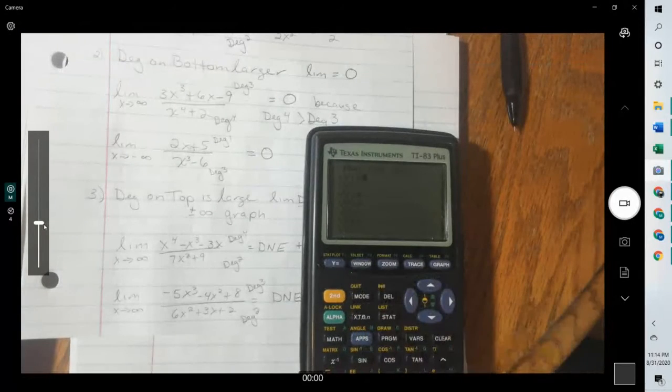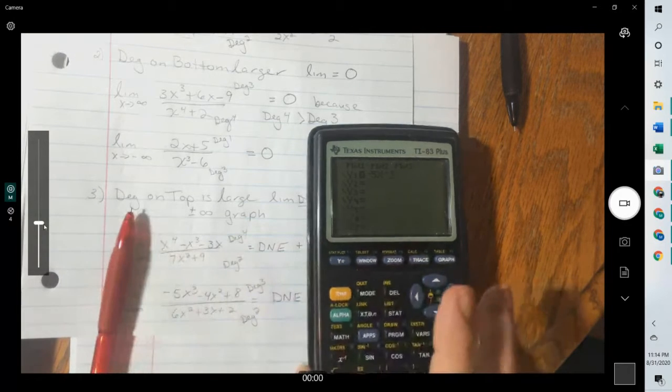So clear what I have. Negative 5x cubed. Make sure when you're doing a negative, you hit the negative and not the minus. Forgot my parenthesis.